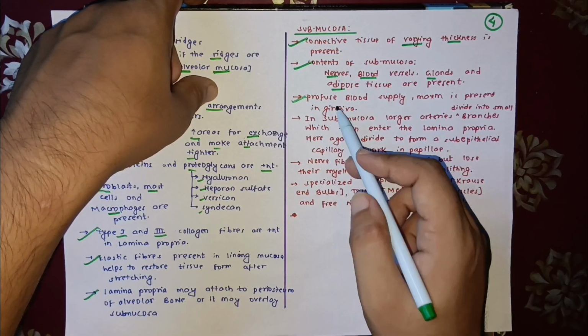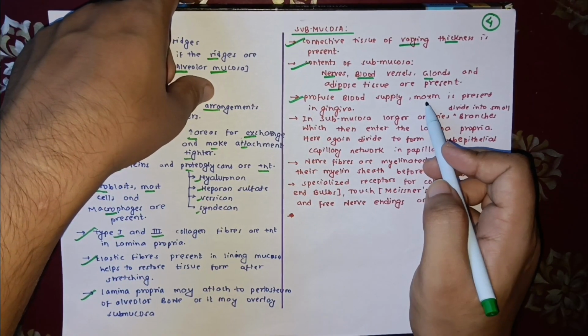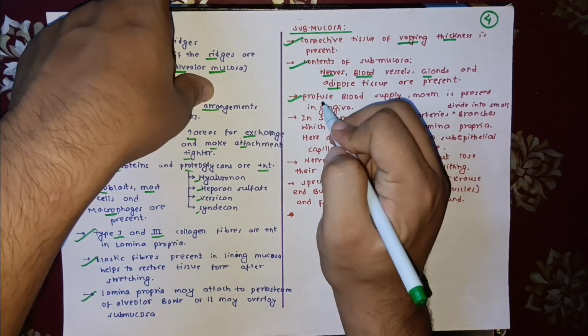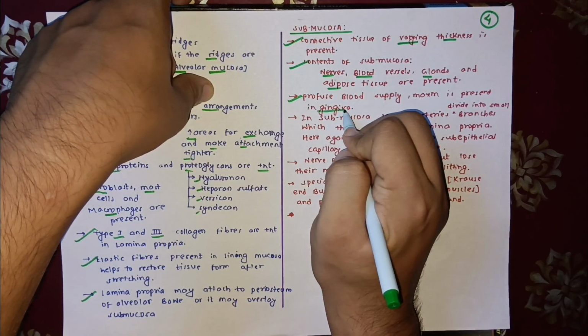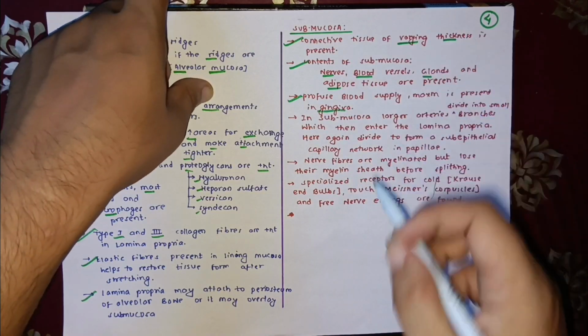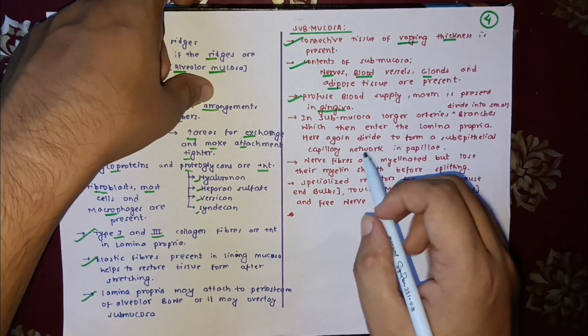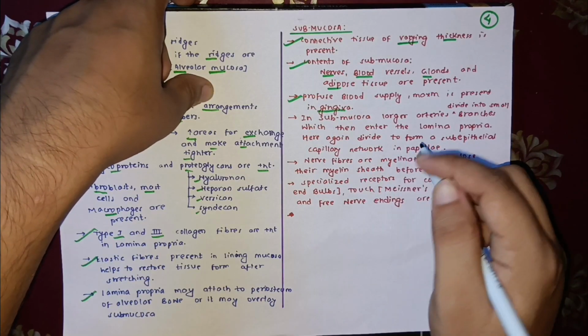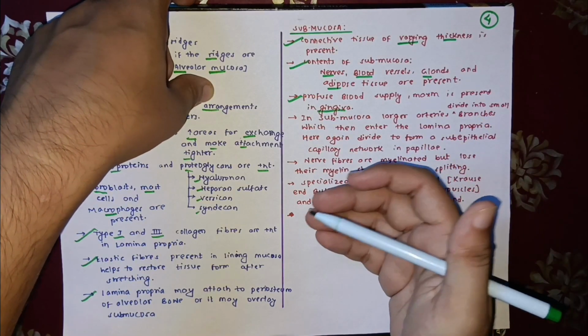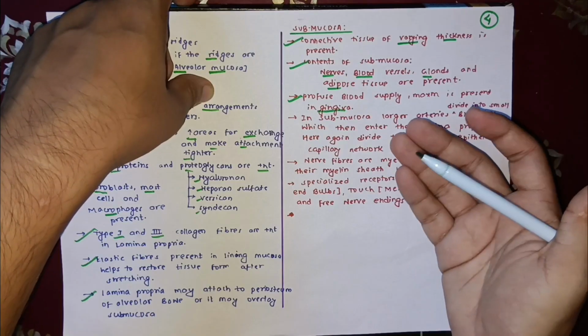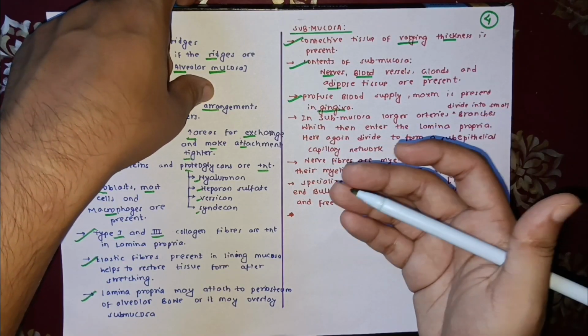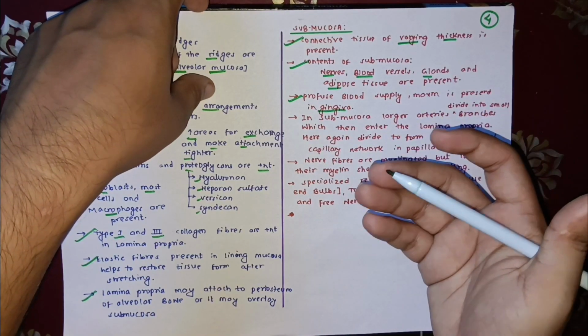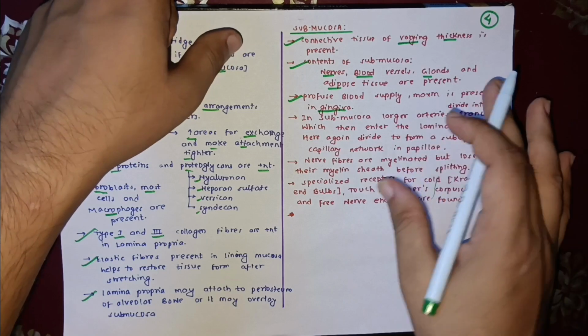And there is a profuse blood supply, and it is maximum in the gingiva. This can be framed into an MCQ question, so just note this. The maximum blood supply of the oral mucosa is present in the gingiva. This will be very helpful when you prepare for PG level examinations or any kind of objective based exams.